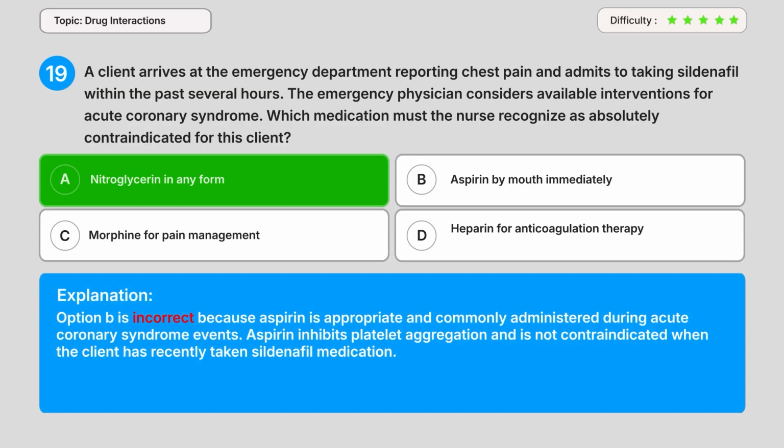Option B is incorrect because aspirin is appropriate and commonly administered during acute coronary syndrome events. Aspirin inhibits platelet aggregation and is not contraindicated when the client has recently taken sildenafil medication.